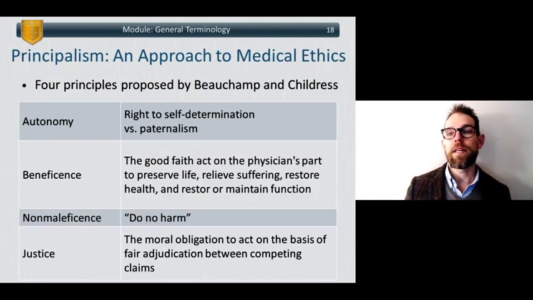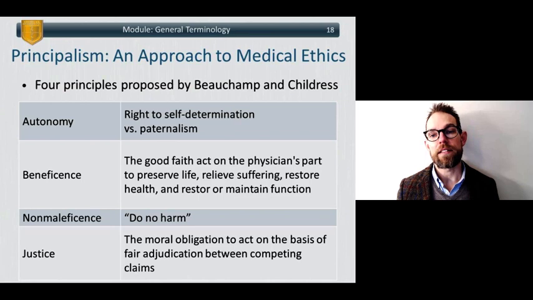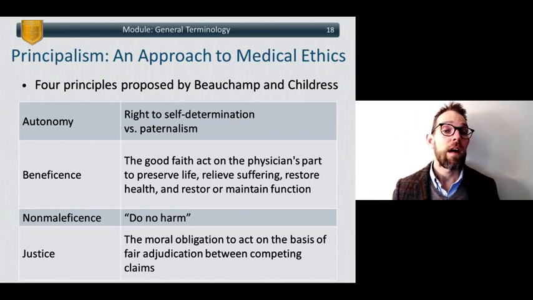So principalism is an approach that we use for medical ethics, and it was proposed by Beauchamp and Childress. Number one, you've got autonomy. So the patient has a right to self-determination. This is versus paternalism, where you're making a decision for someone else.